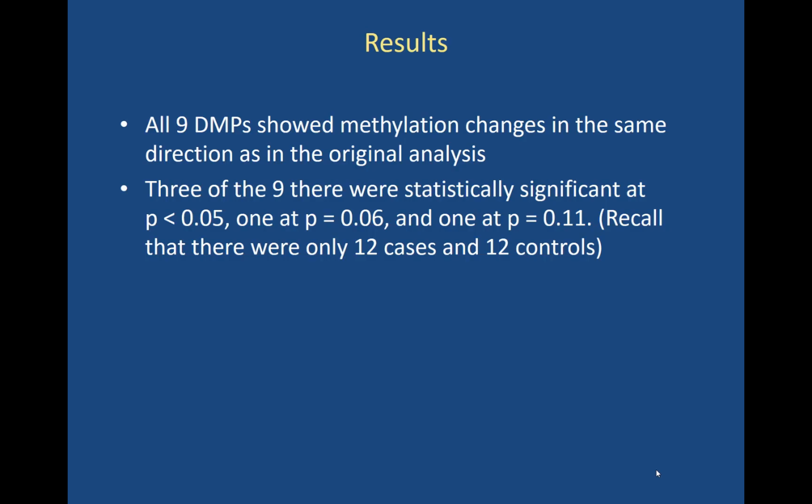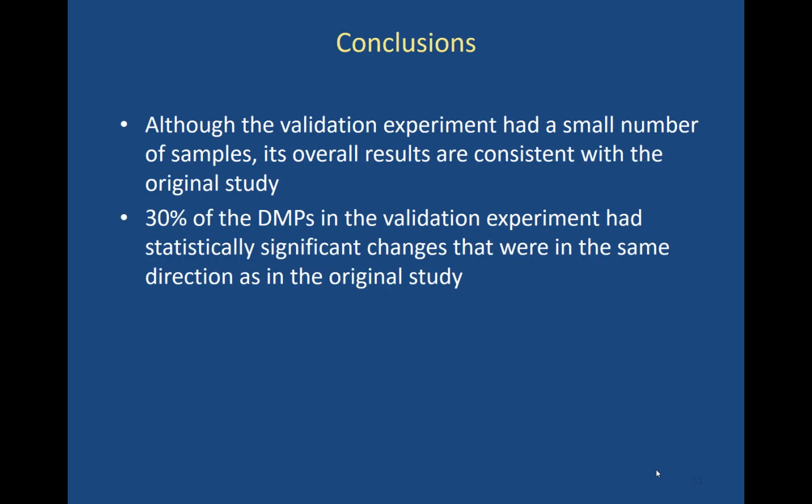And recall that this is a small sample size in this validation set, only 24 total cases. So the conclusions then are, although the validation experiment had a small number of samples, overall the results are consistent with the original study. 30% of the DMPs in the validation experiment had statistically significant changes that were in the same direction as the original study.